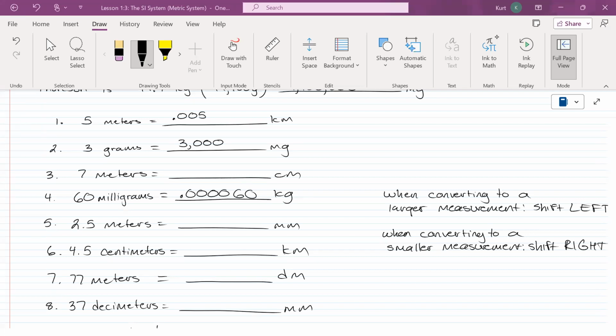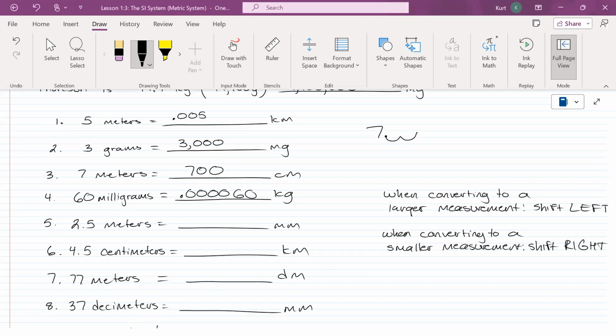Okay, it's been about 7 or 10 minutes. Let's see if you guys can get the rest of them. Check your work, please. 7 meters to centimeters. A centimeter is smaller than a meter, so we're shifting to the right. A centimeter is 100 times smaller than a meter, so you're going to have the 7, and you're going to shift it 2 to the right. So it will be 700.